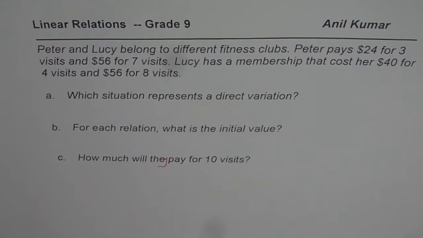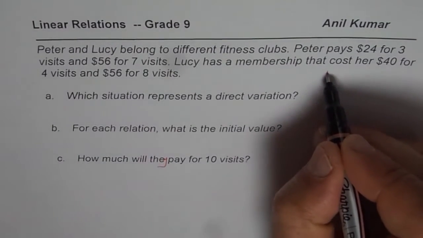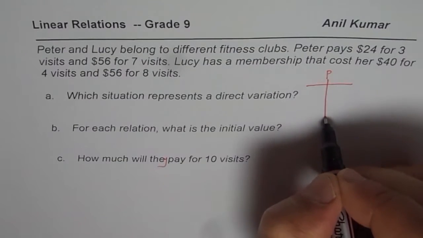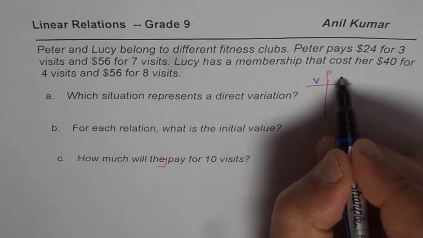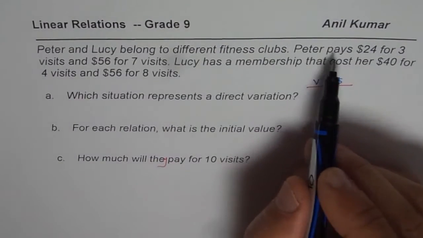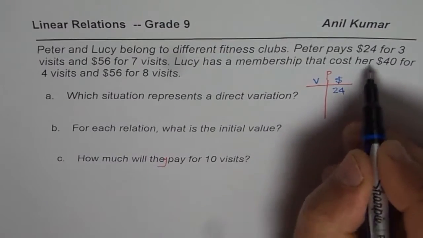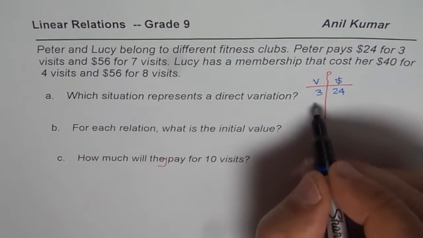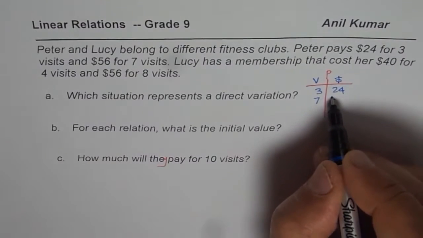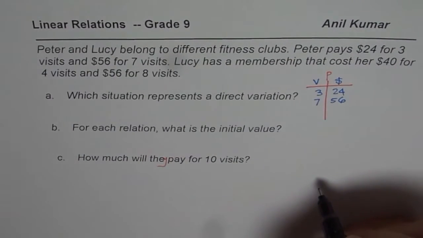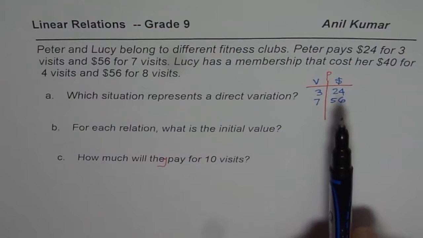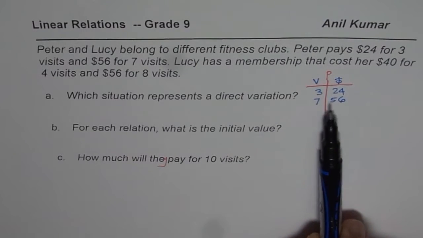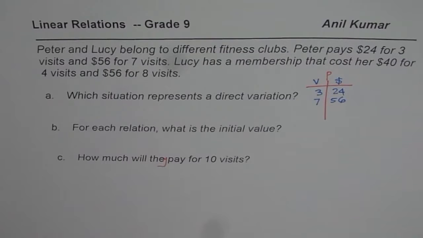Now let's analyze the data. Let's say for Peter, what is given to us? The independent variable here is number of visits, and let us say the dollar amount. So for Peter, he pays $24 for 3 visits and $56 for 7 visits. Now if you notice, if I divide 24 by 3, then what do I get? 24 divided by 3 is the same as 56 divided by 7. Do you see? The ratio is constant.